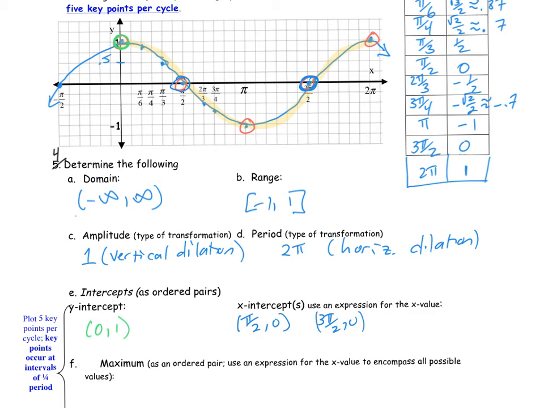To get from one x-intercept to the next, we're adding pi. So the next x-intercept, even though we didn't graph it, would be adding pi. So we could add another pi, which would be 2 pi over 2. So that would be 5 pi over 2, 0, etc. We could also subtract pi. So we could have negative pi over 2, 0 as another x-intercept, which we actually do have on our graph.